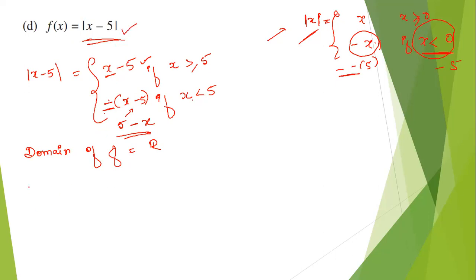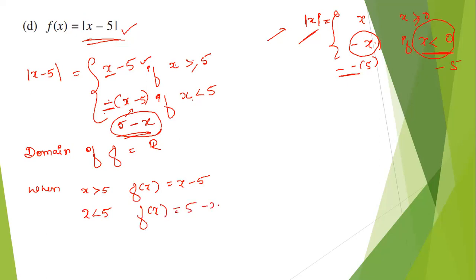So here, when x is greater than 5, what will be f of x? If you take x greater than 5, it will be x minus 5. If x is less than 5, then again you have f of x will be 5 minus x. In both the cases, you have a polynomial, correct? So you can directly write when x is greater than 5 and when x is less than 5, the function is continuous. But you need to check for x is equal to 5. What happens at x is equal to 5?